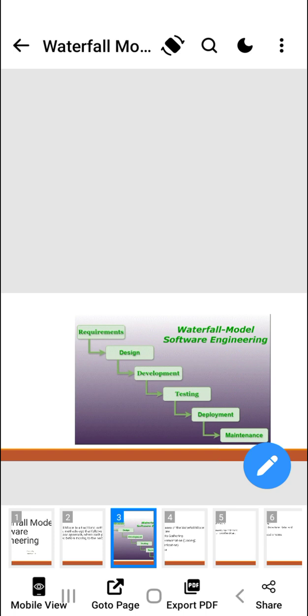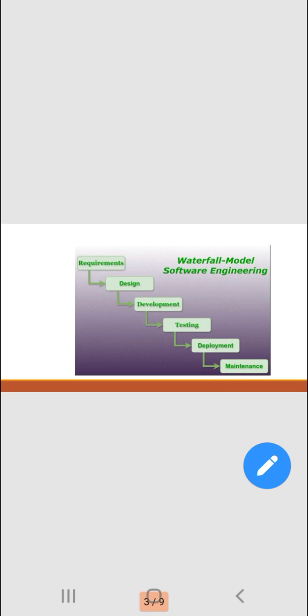First one is the requirement gathering and analysis phase. Second is the design phase. Third is the development phase. Fourth is the testing phase. And fifth one is the deployment or the maintenance phase.